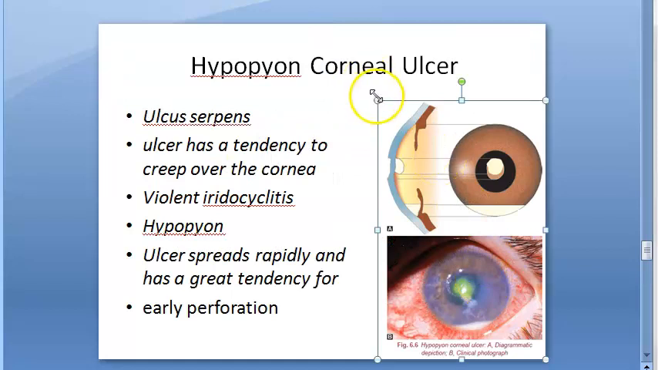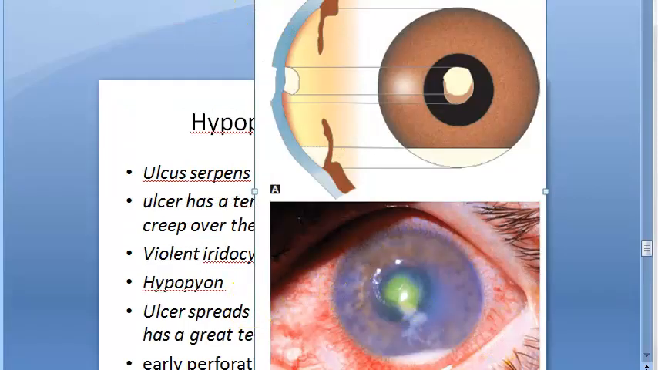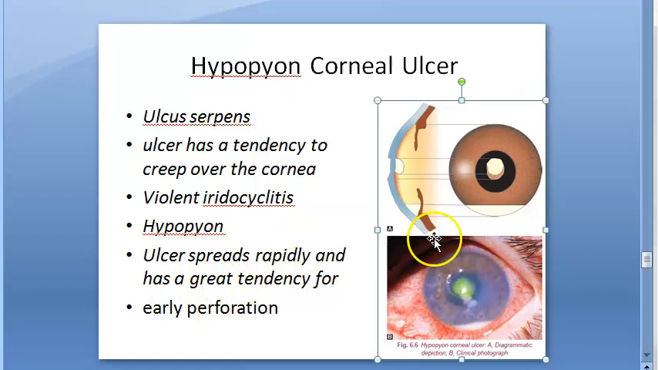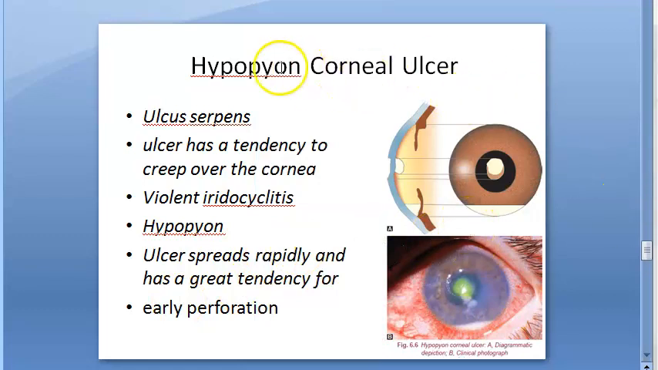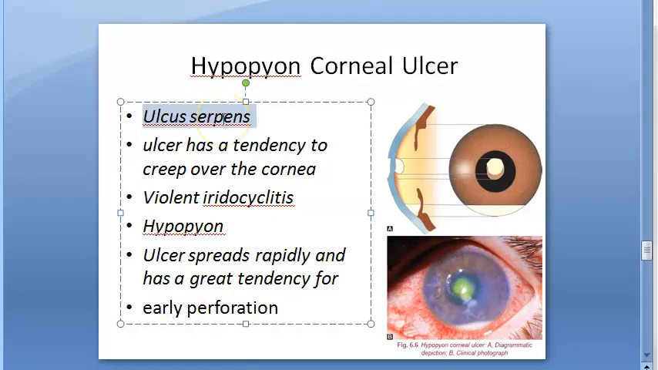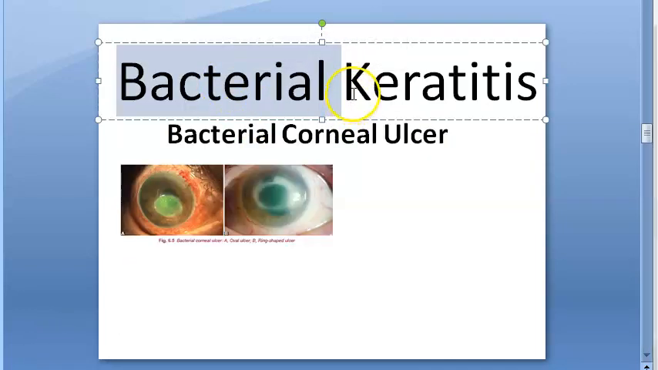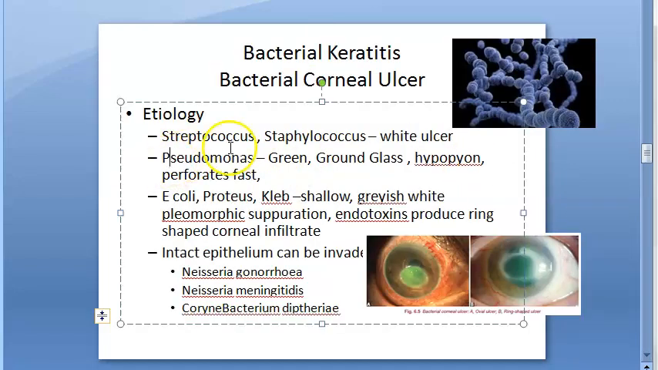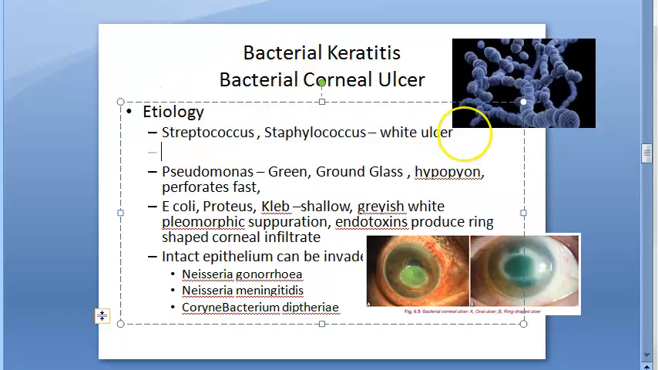So look at this image. Where is the Hypopyon here? Here you can see the Hypopyon, that is pus in the anterior chamber, that will have only WBCs, there will be no bacteria in it. This is the ulcer. You have understood what Hypopyon corneal ulcer is, also called ulcus serpens. We have already covered videos on bacterial keratitis, bacterial corneal ulcer, Hypopyon, everything, separate videos are there. Whenever there is Streptococcus, Staphylococcus, there will be white ulcer, they are saying.